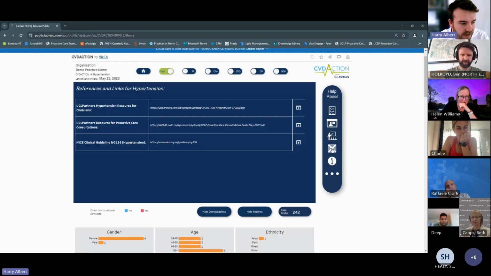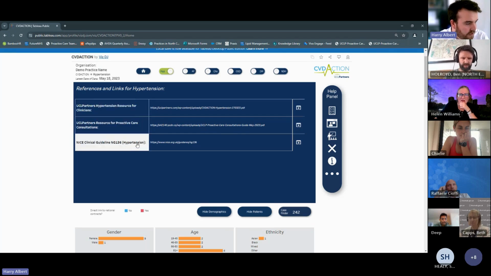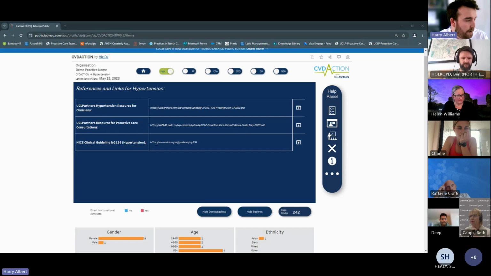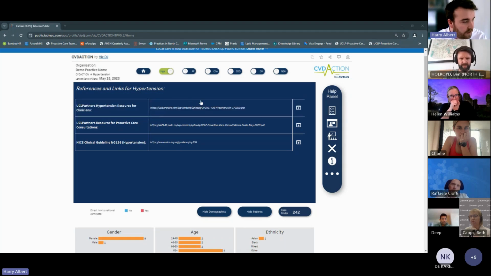The next one is the links section, and this again is customized to each of the condition pages, and this is where you'll find the most salient resources for each of those. So there's the relevant NICE guidance for each of the conditions. There'll be the condition resource pack, which is based on the practice care framework resources that we've developed previously, but it's streamlined specifically for working on CVDACTION, and this link will take you straight to that pack.